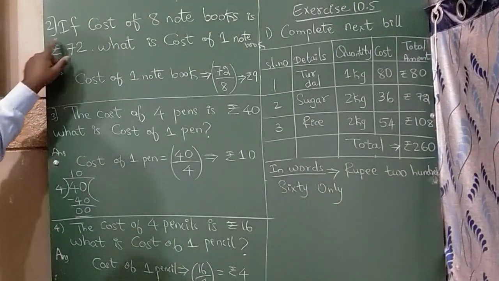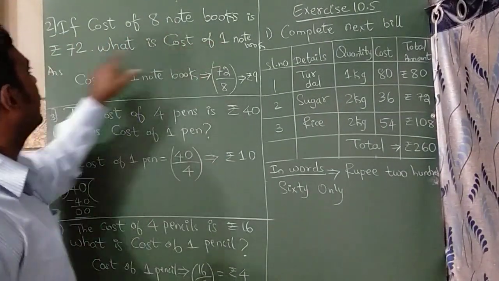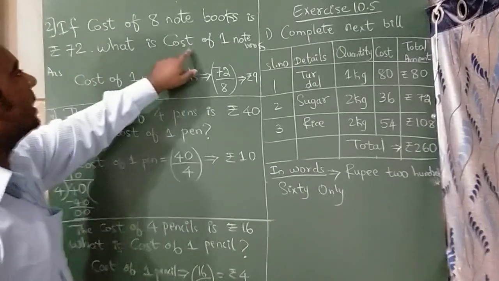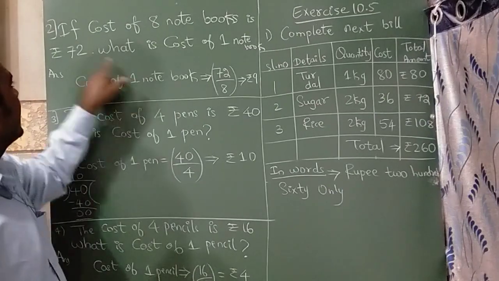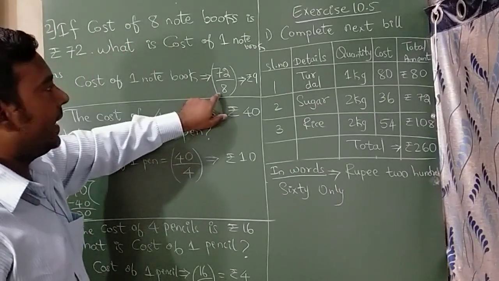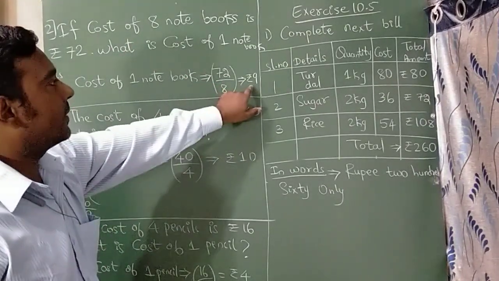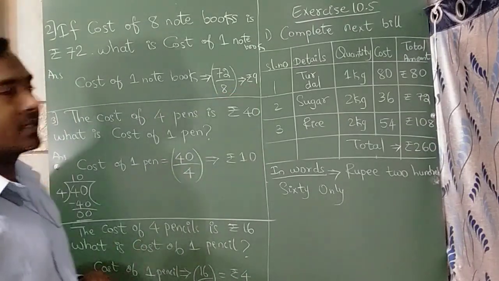So the second question is, if the cost of 8 notebooks is 72, what is the cost of 1 notebook? So cost of 1 notebook is 72 divided by 8. 8 nines are 72. So it is 9 rupees.